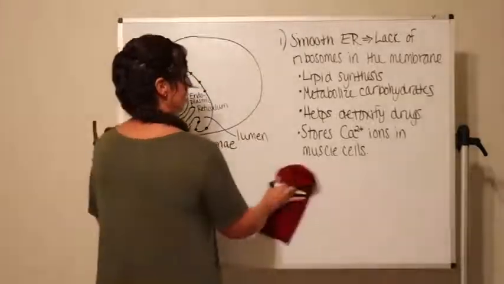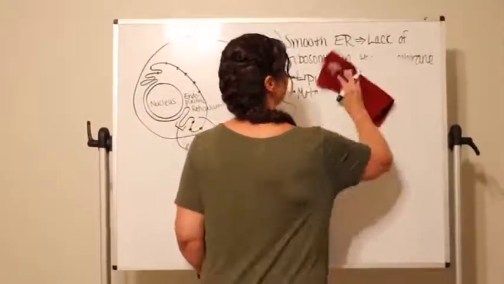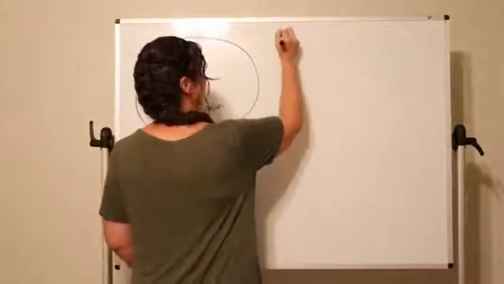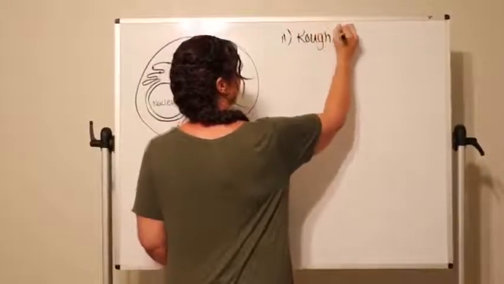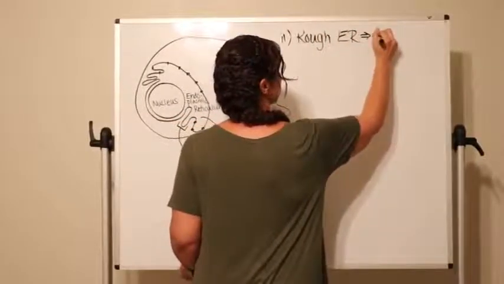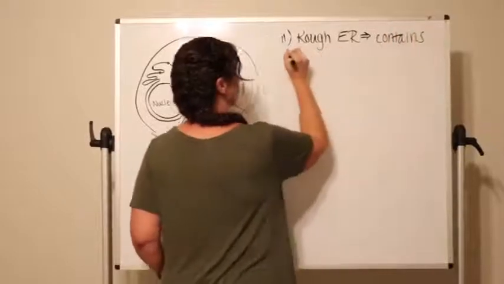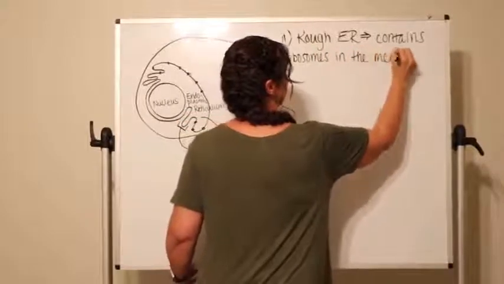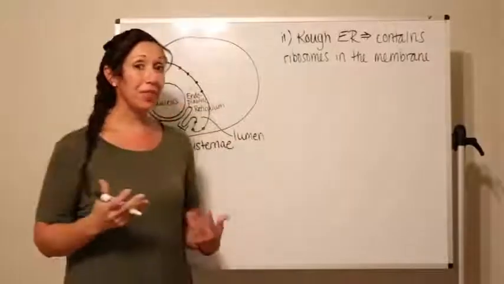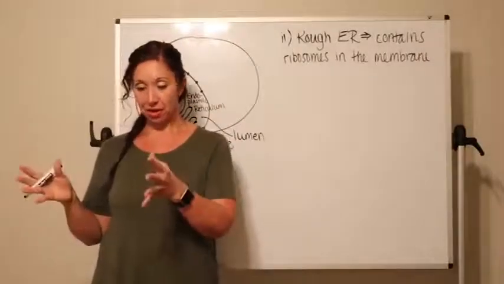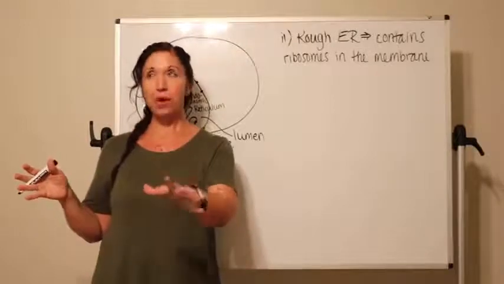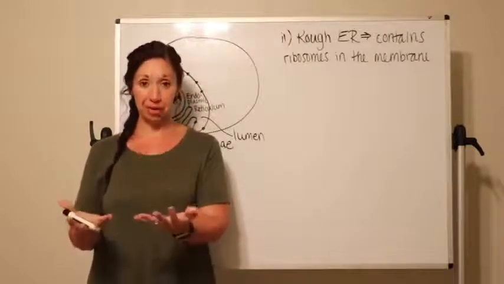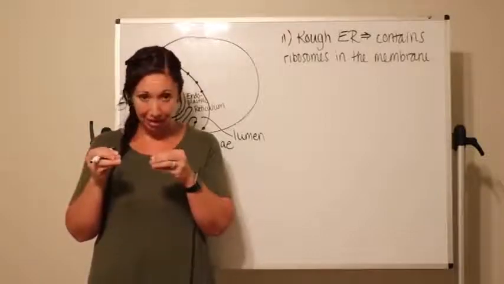Here we go. So the rough ER, as you know, is rough because of ribosomes. Rough ER contains ribosomes in the membrane. Now if you're thinking ahead, you're probably realizing that the rough ER is rough because of the ribosomes, and what is the main function of a ribosome? If you remember, it's to help make protein. So ribosomes make protein, and these ribosomes are embedded in the membrane of the ER.